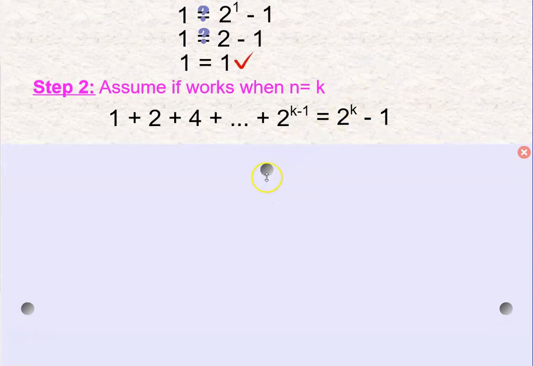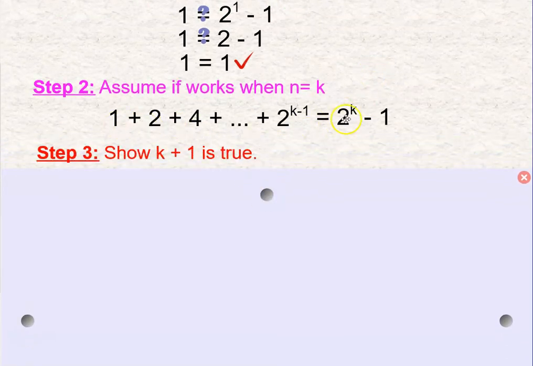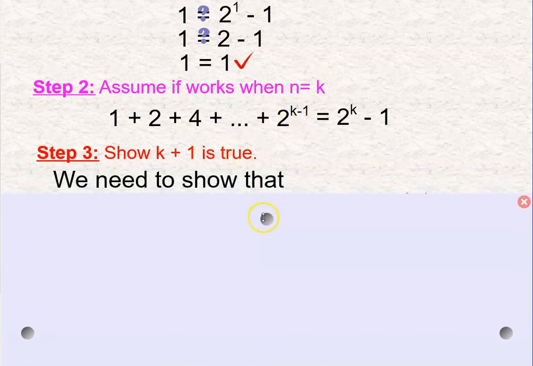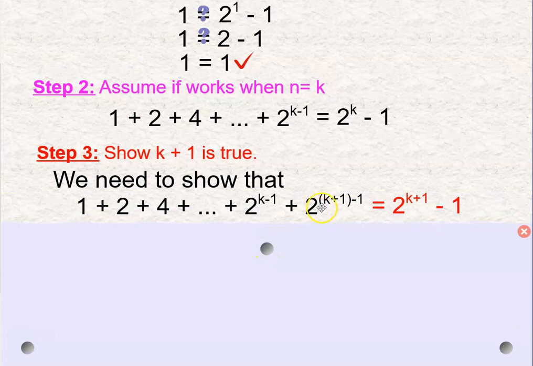Now step 3, this is where we're going to have to work. We have to show that this is going to work when we go one step further. When we go not to the k step, but to the k plus 1 step. So really, what we have to show is that if I add one more term, if I add this extra 2 to the k plus 1 minus 1, see how I replace k with k plus 1, that has to equal 2 to the k plus 1 minus 1 over here. So be careful. Remember, some of these are exponents, some of these are not. Now, how do we show this?